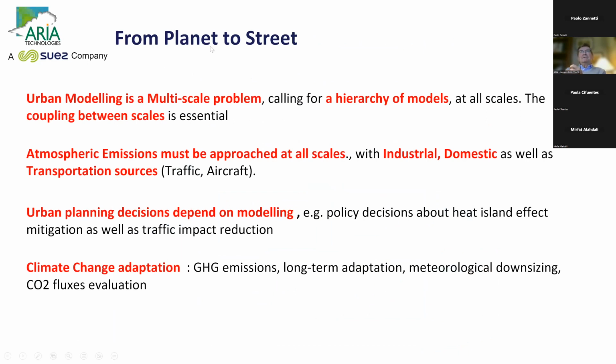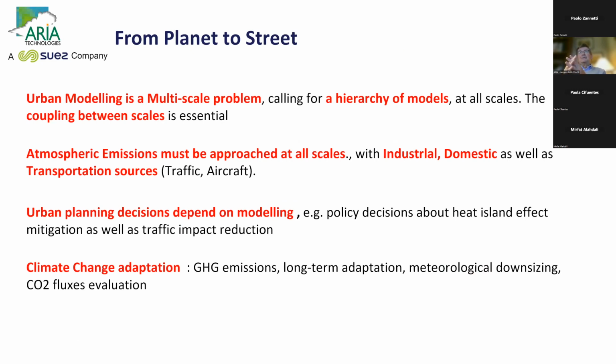And this is a kind of summary of how and why urban modeling is done. So it is a multi-scale problem. We need a hierarchy of models at all scales. The coupling between scales is essential.